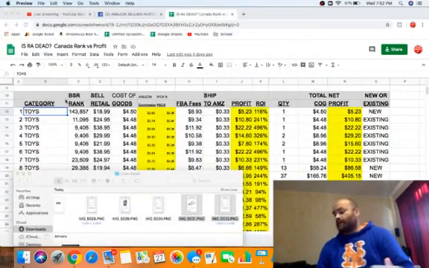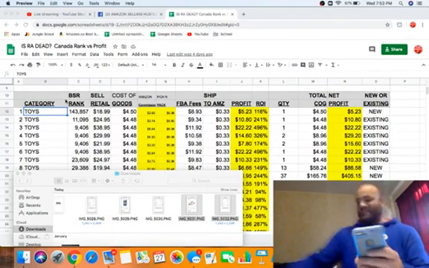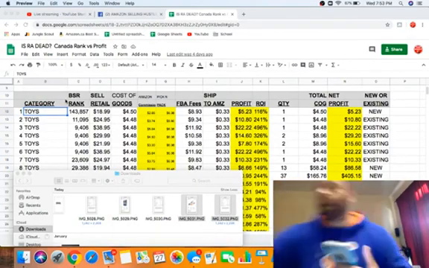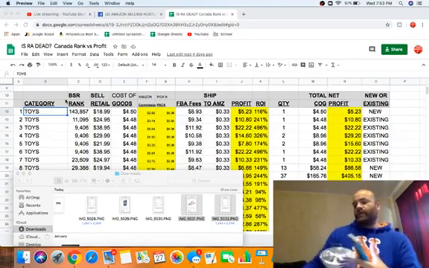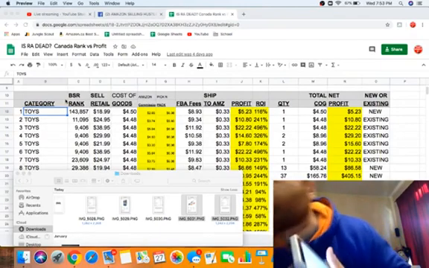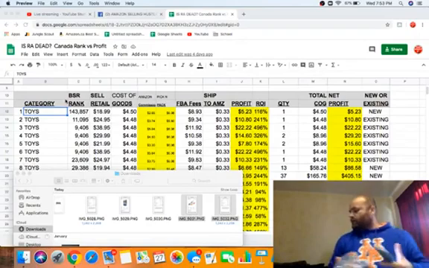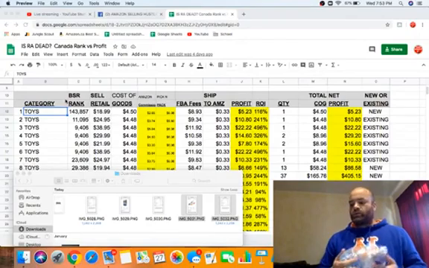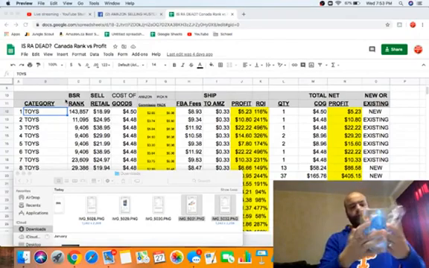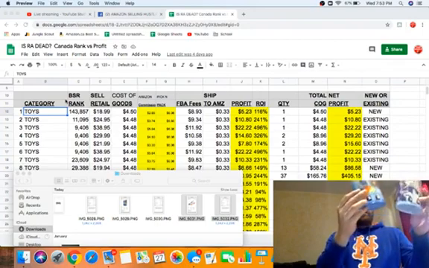Okay. Next up, I will show you this one right here. This one and this other one. Toys, mostly right now, toys, a couple fitness products, and one outdoors product. So My Little Pony, just depending if you can sell it or not.